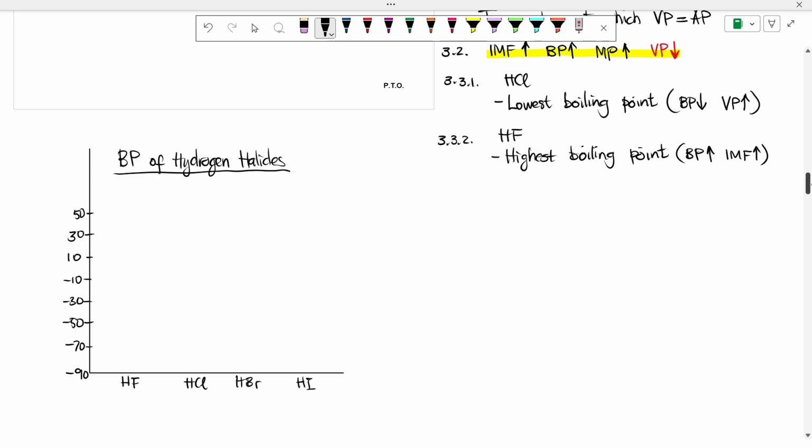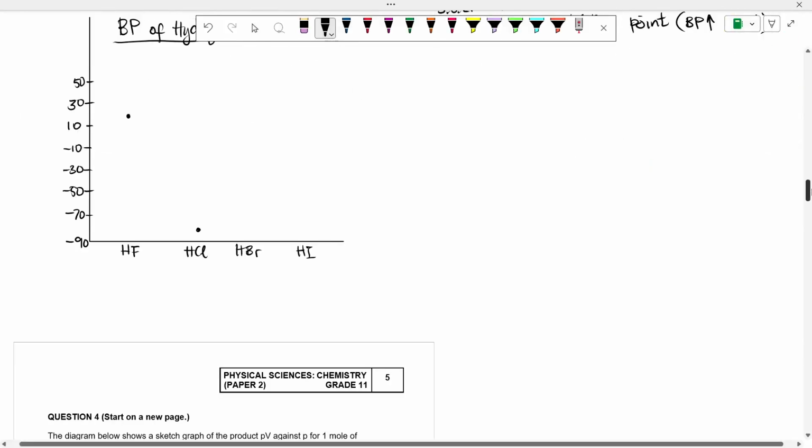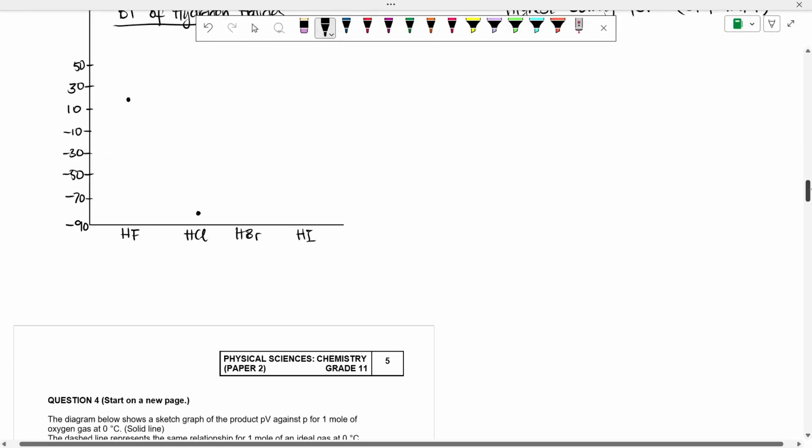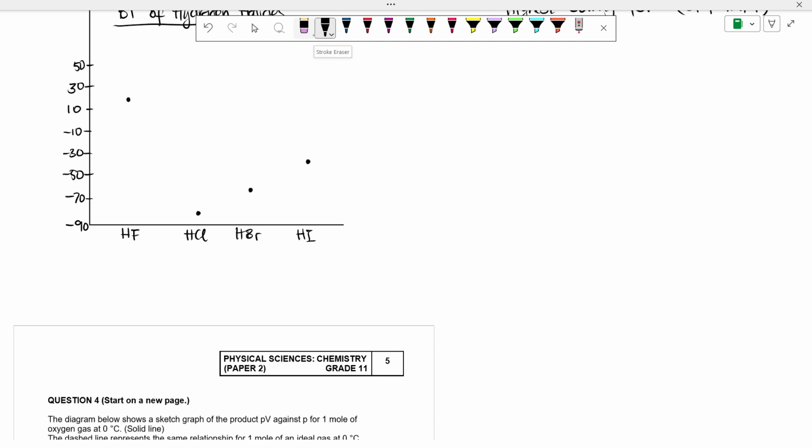Then you're going to plot your points. The first one, I think it's like 19.4. So that's about here. The second one is negative 85. That is about here. Another one, HBr, don't remember, negative 67. Negative 67 is about there. Then the HI is negative 35.5. That is about there. But you can use the scale of tens just so that your graph looks good.